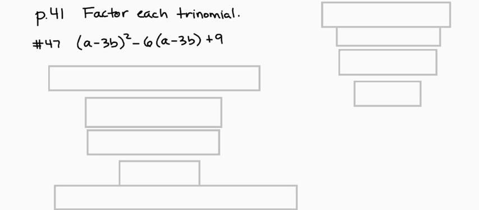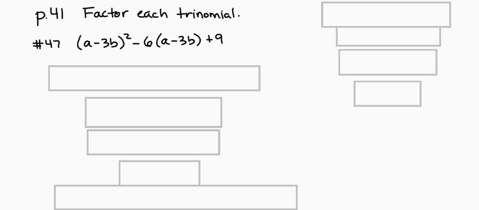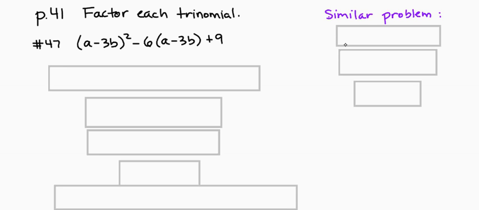This is problem number 47 from page 41, and the directions are to factor each trinomial. So we're given this trinomial, which looks pretty complicated, but something that's important to realize is that it looks a lot like a simpler problem we've done before. So what I like to do is look at this similar problem.